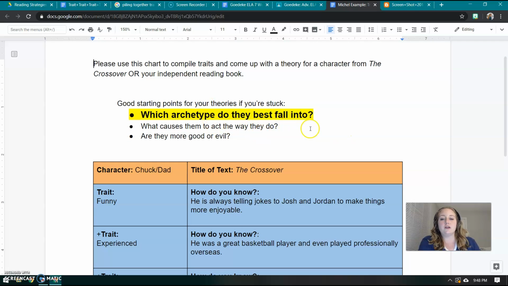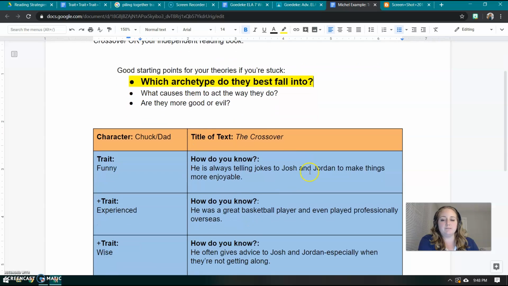Basically the theory that you are trying to build about a character, and for this assignment, it's going to be either a character in the crossover or in your independent reading book. The theory that you're trying to build is what archetype do they best fall into? What causes them to act the way they do, or are they more good or evil? I strongly suggest that you focus on which archetype they best fall into because I think that will be the simplest and maybe easiest way to use this strategy.